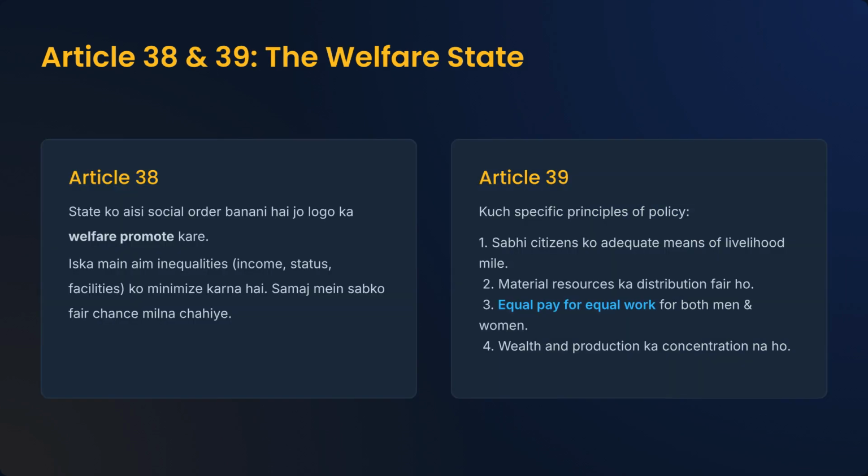Articles 38 and 39 focus on the welfare state. Article 38 requires the state to secure a social order that promotes the welfare of the people and minimizes inequalities. Article 39 lists specific policy principles, including equal pay for equal work for all citizens.